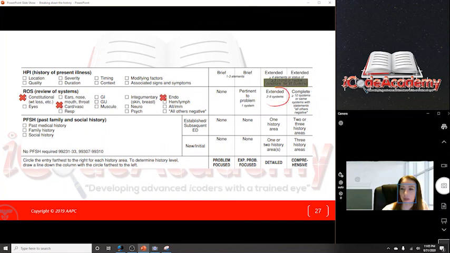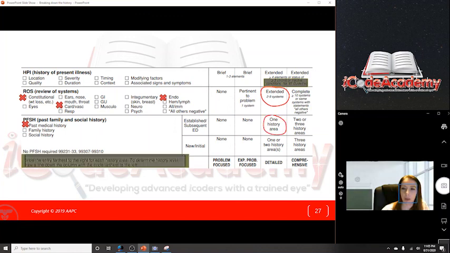Let's add all of these elements up. We have an extended HPI, our extended review of systems, past medical history, which is going to be our one area there. Follow our instructions. There we go. This is going to justify an overall history level of detailed.